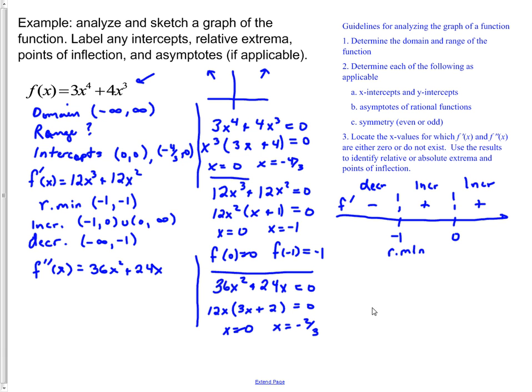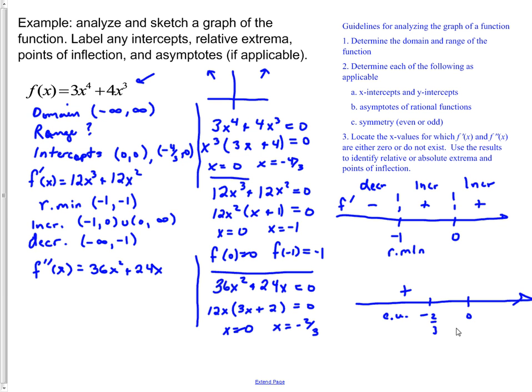Okay, so what could we tell from this? It looks like we're going to have changes in the sign of our second derivative at negative 2/3 and at 0 possibly. So let's check out what happens. If we check a number to the left of negative 2/3, let's try negative 1. Negative 12 times negative 1 is negative. 3 times negative 1 plus 2, that's negative. That makes this positive. So we've got a concave up shape right here.